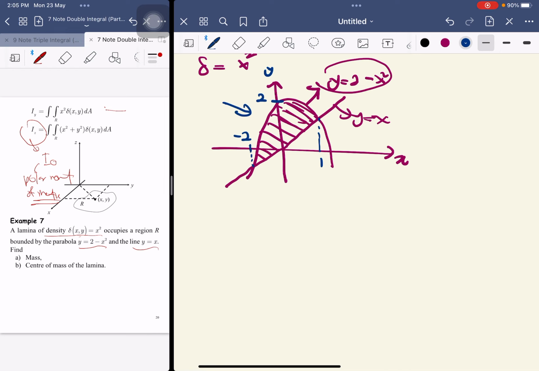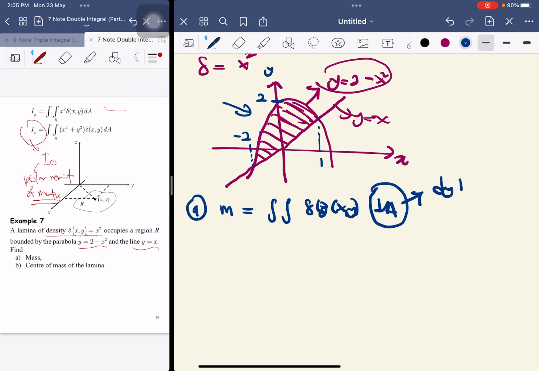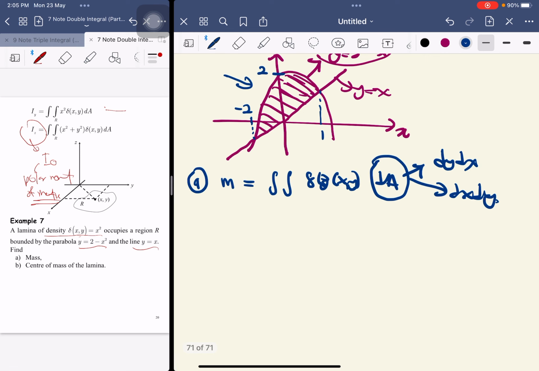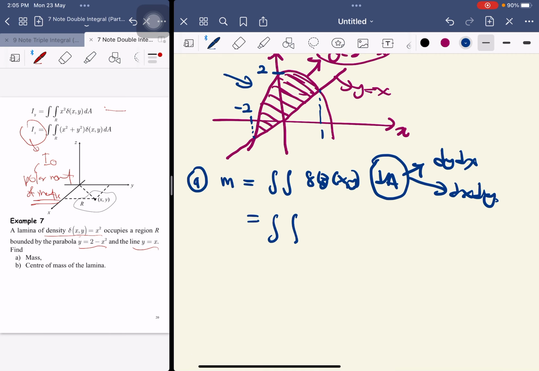For the first one, the question asks you to find the mass or total mass. Total mass, by definition, is equal to the double integral of the density dA. Now dA could be dy dx or dx dy. It will be easy for you to solve this using Cartesian instead of polar, but if you have a circular type shape, you can apply polar coordinates. For this one, the density is given, which is x square.